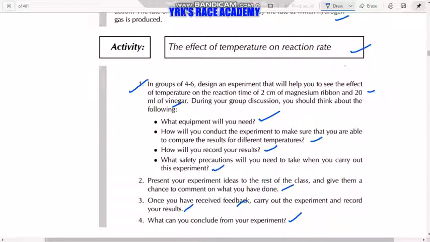The rate of reaction increases. That means, whatever 2 centimeters of magnesium ribbon and 20 ml of vinegar you have taken, when the temperature rises, you definitely get the reaction more rapidly, because as the temperature increases, the number of collisions increases, and the rate of reaction increases. That will be the conclusion of this activity.